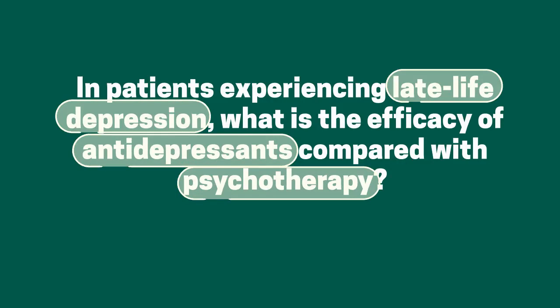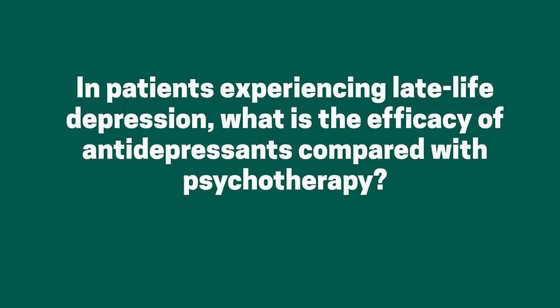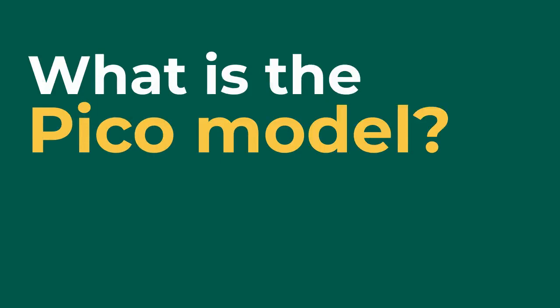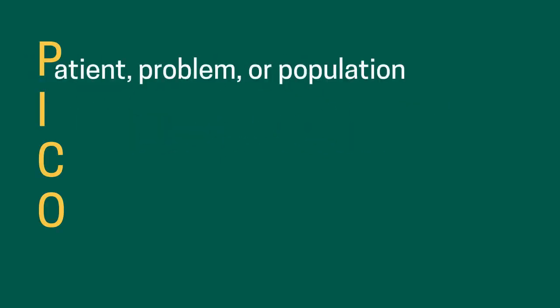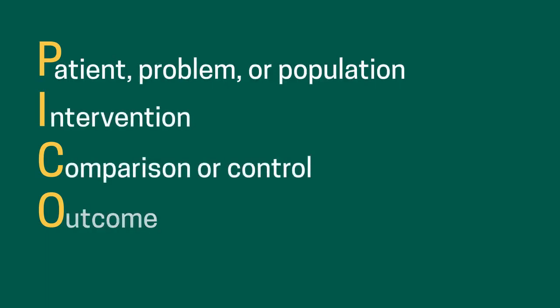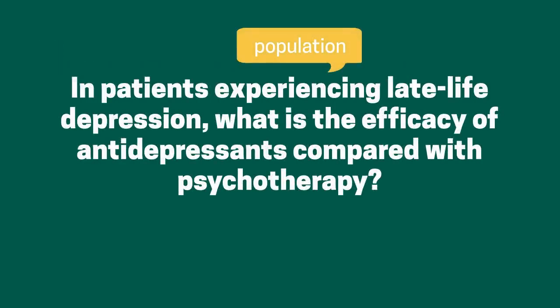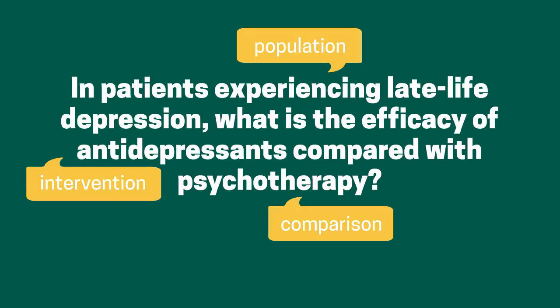One way to think about how to formulate or break down a research question is using the PICO model. PICO, P-I-C-O, stands for patient, problem, or population, intervention, comparison or control, and outcome. In this example, the population is patients who are experiencing late-life depression, the intervention is antidepressants, the comparison is between antidepressants and psychotherapy, and the outcome is the efficacy of antidepressants. Did they help patients?